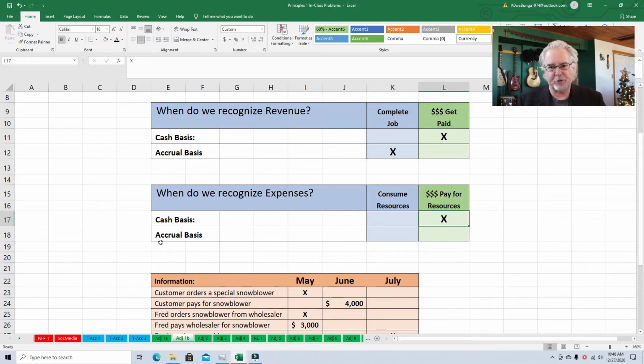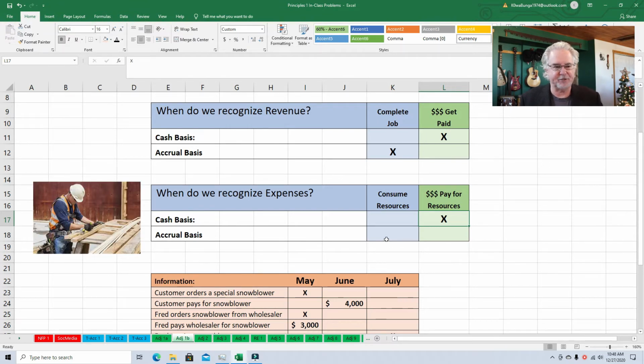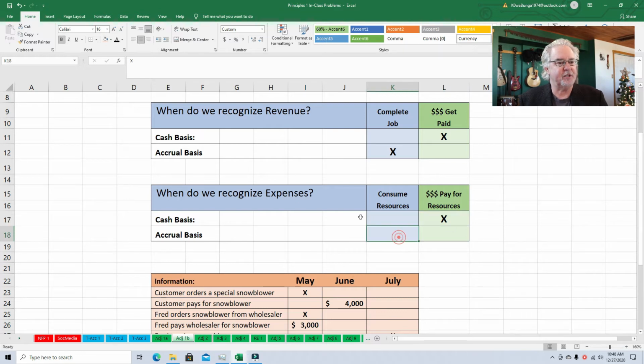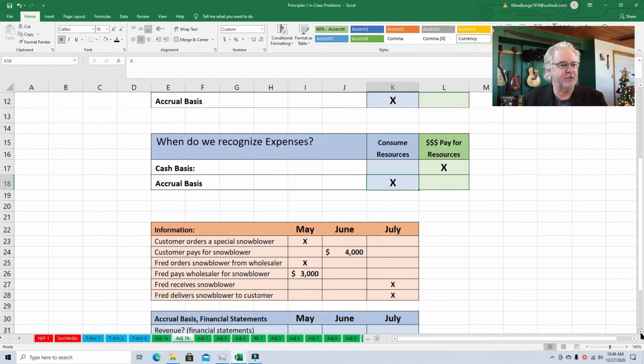On the accrual basis, it's a little different. It doesn't matter when we pay for the resources. It doesn't matter when we pay for the labor that we used or the materials that we consumed. But what matters is when we consume these resources. And we try to match that with when we earn the revenue. So there's a little bit of a matching principle there going on. So there we go. So folks, here's what's going on with Fred's snowblower service.